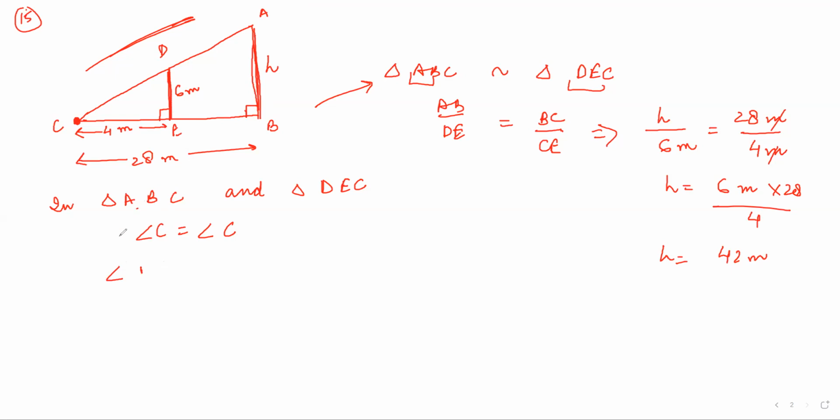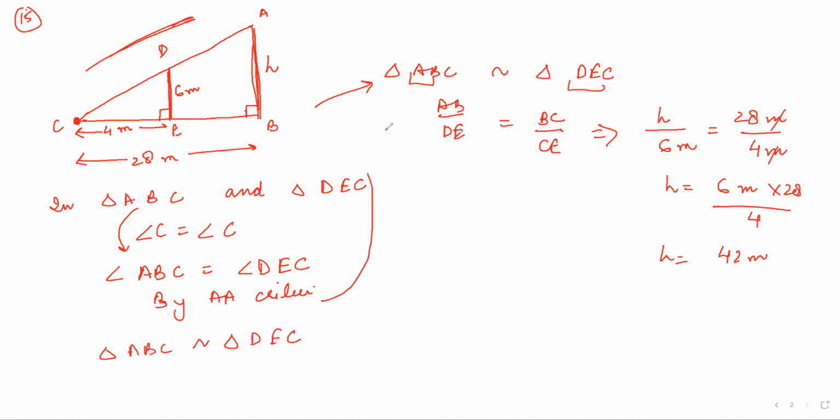Because I'm writing ABC first, I'll write that triangle ABC is similar to triangle DEC, right? So by AA criteria, triangle ABC is similar to triangle DEC. I've done the rest of the parts earlier, so from here you will get H to be 42 meters.